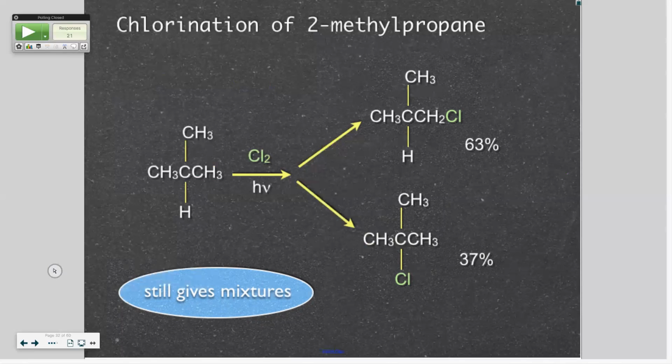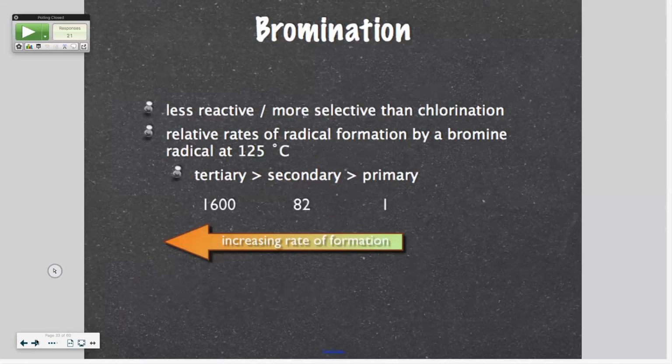All right, why aren't I going to the next page? So bromination is less reactive and more selective. The relative rates of radical formation by a bromine radical at 125 degrees are tertiary 1,600 times as fast as the primary. Secondary is 82.